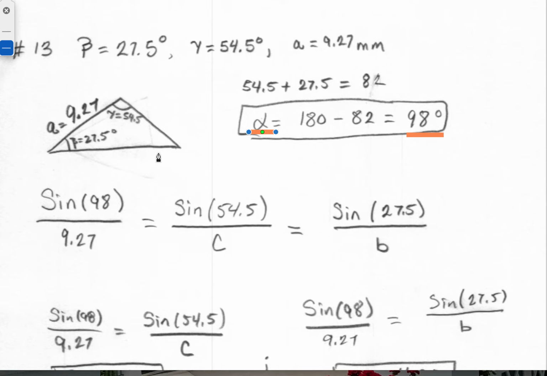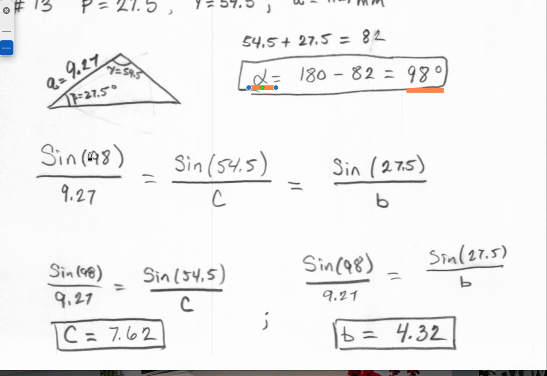To figure out side C, this one down here, opposite of angle gamma, and side B over here, opposite of angle beta. And so the sine of 98 degrees, this one, divided by 9.27 is equal to the sine of 54.5 degrees divided by C, and that's equal to the sine of 27.5 degrees divided by B.